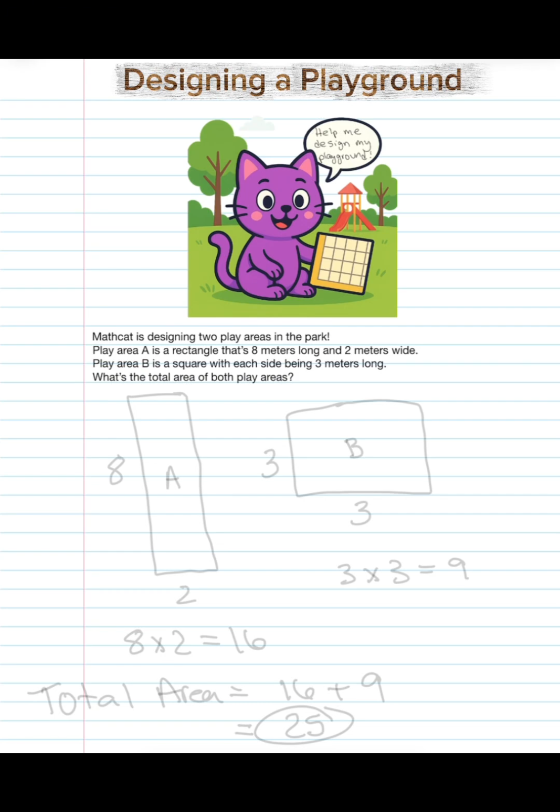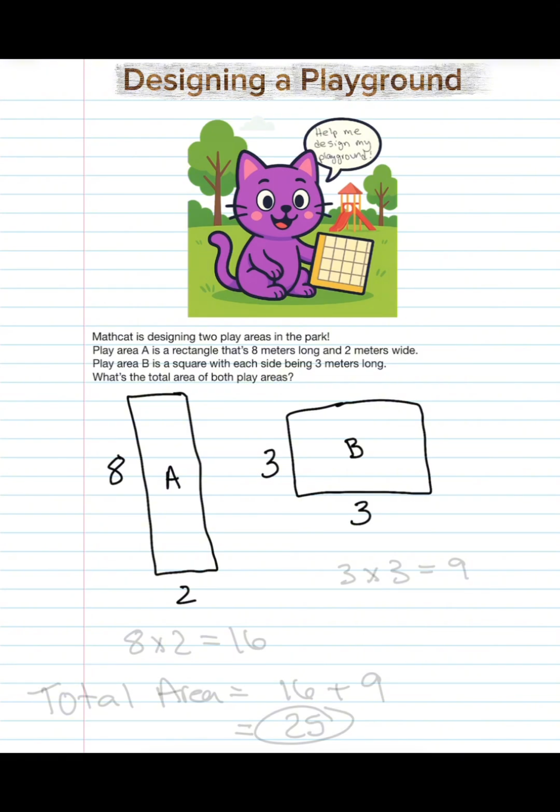So again, let's start with our picture. This one's long and skinny. It's 8 by 2 meters. And play area, so this is A. Play area B is a square that's 3 meters long. But what do we know about a square? A square is the same on all sides. So this is play area B.